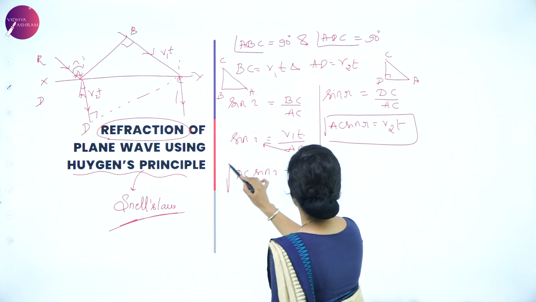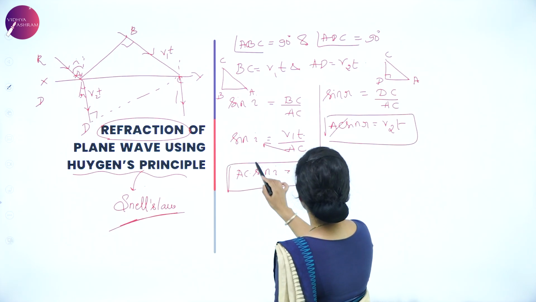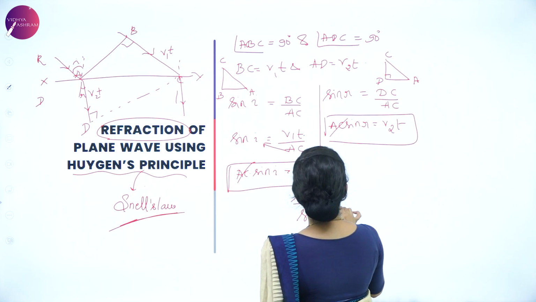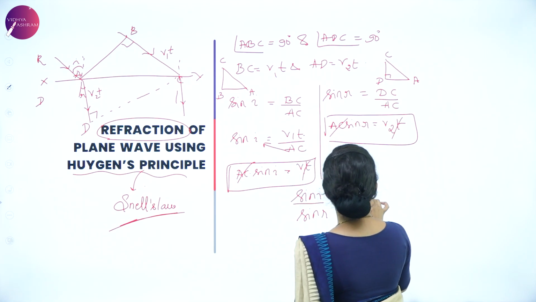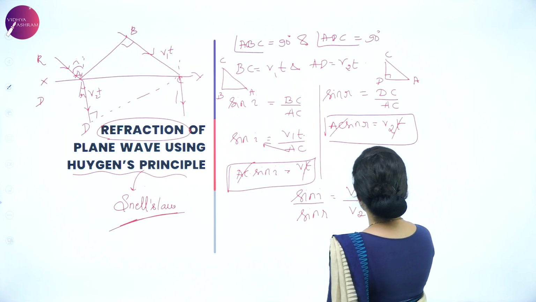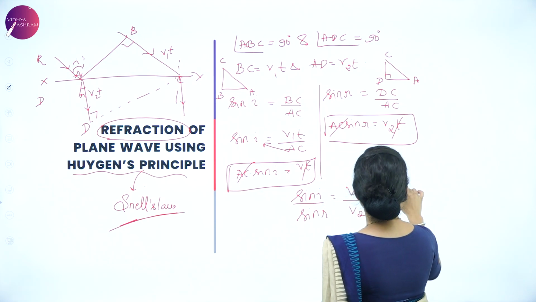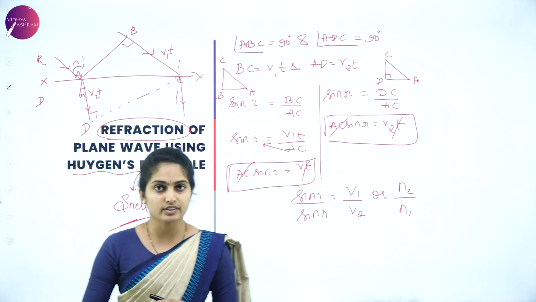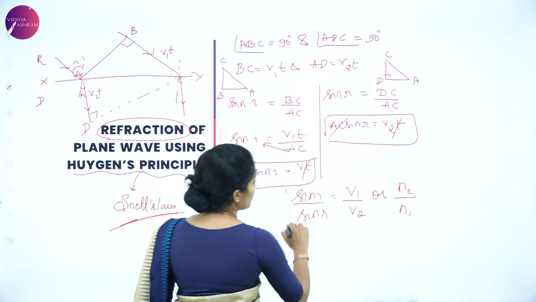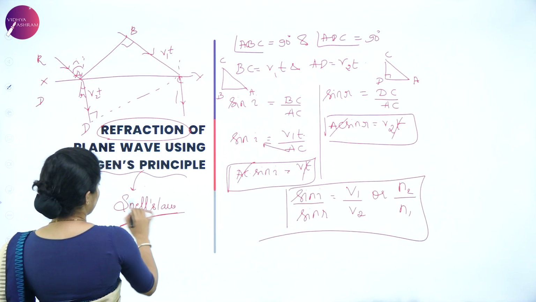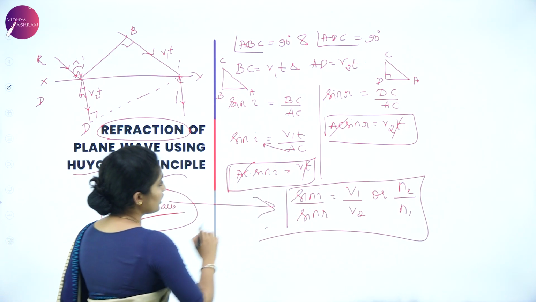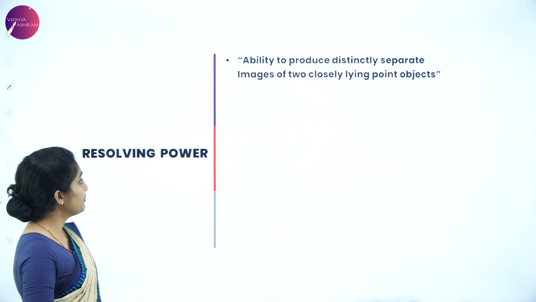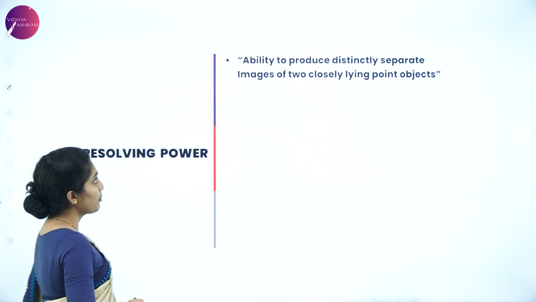Equating equation 1 and 2, AC cancels with AC, and t cancels with t. So sine i by sine r is equal to V1 by V2, which you can even call N2 by N1, the reciprocal. Velocity and refractive index are reciprocal concepts. So this holds good for Snell's law, that is the second law of refraction, using the help of Huygens principle.